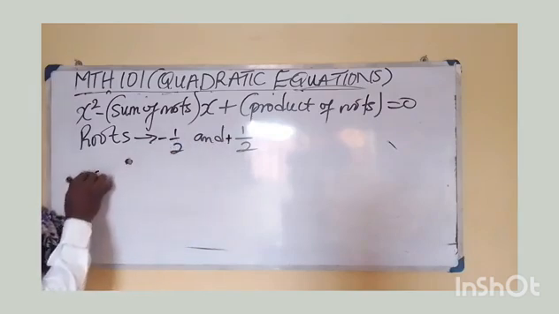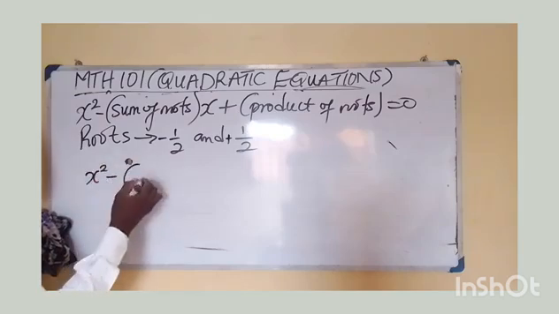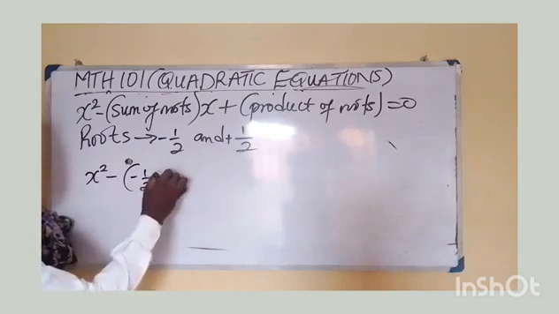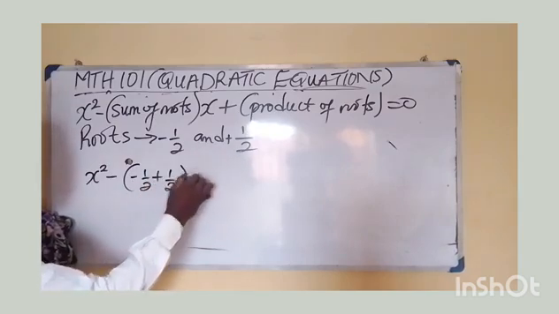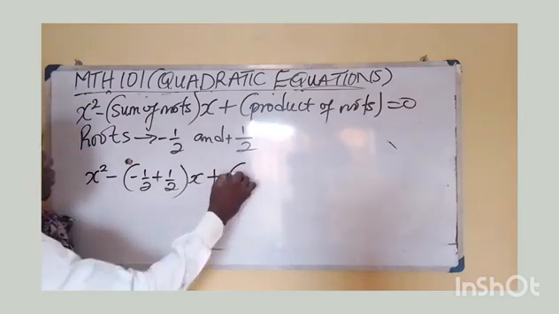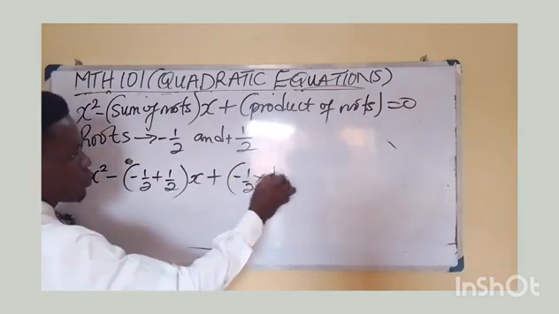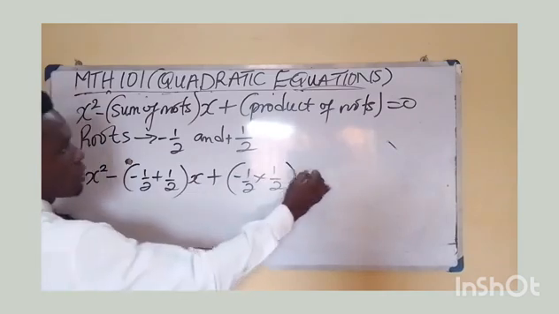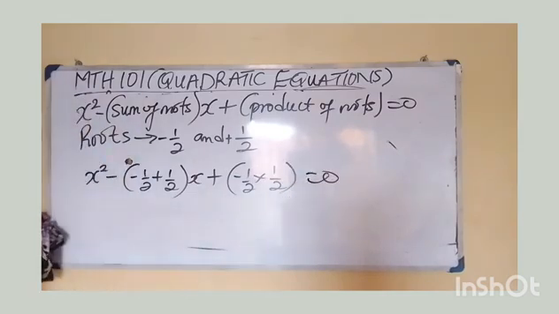So I'll be having x squared minus the sum of roots, don't forget, minus 1 over 2 plus 1 over 2. That is the sum of roots. Then x plus the product of roots, minus 1 over 2 times 1 over 2, all equal to 0.